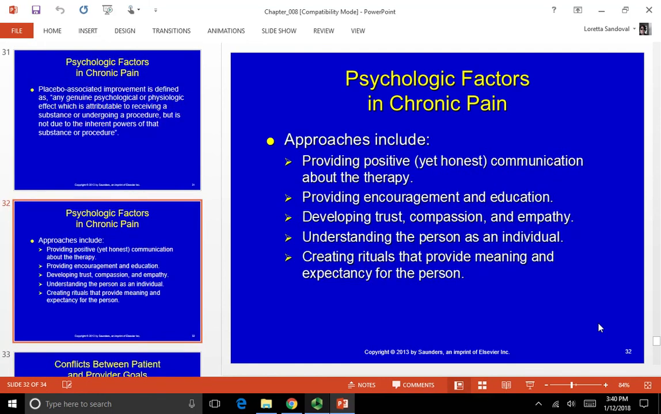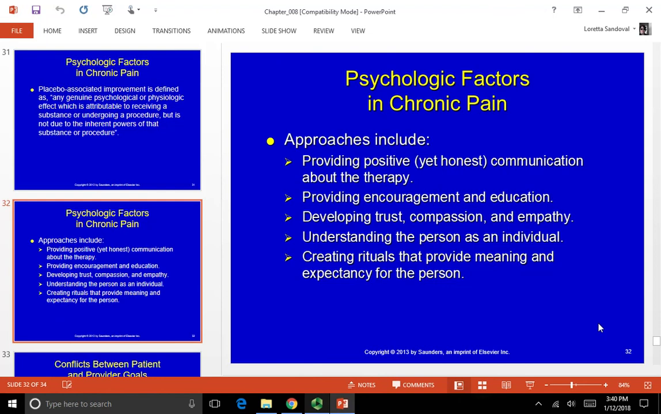The psychological factors that we can use to approach chronic pain is positive yet honest communication about the therapy. So tell them, hey, this is going to help. This is great. Give them that encouragement, and education is a huge, huge, huge piece of it. Developing trust, compassion, and empathy with your patient. I've had patients come in and they say, well, I went to another PT clinic and they just made me feel bad for being injured. That's how they perceived it. And so giving them a little bit of trust, compassion, and empathy goes a long way for them getting better.